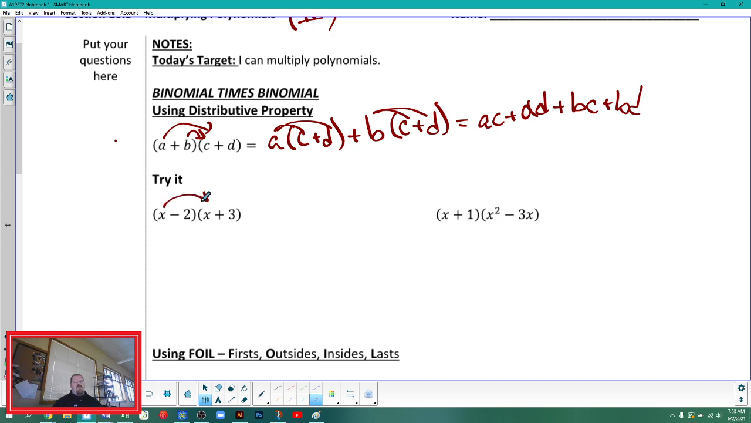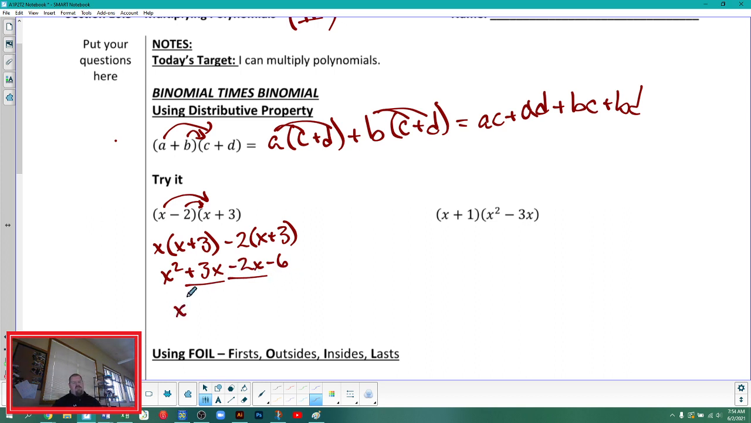Let's take x and multiply it by the parentheses, and then -2 and multiply it by the parentheses. X times x plus 3, and then -2 times x plus 3. Okay. Then we distribute again. X times x is x squared. X times 3 is 3x. -2 times x is -2x. And -2 times 3 is -6. I have like terms in the middle, and I'll combine those. Positive 3 and -2 gives me plus 1x and -6.